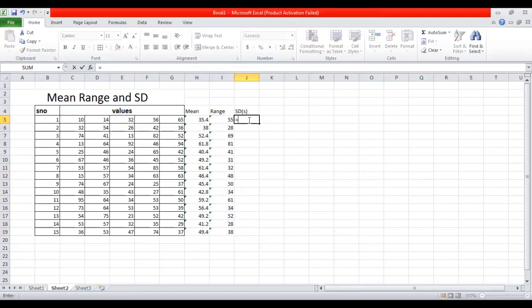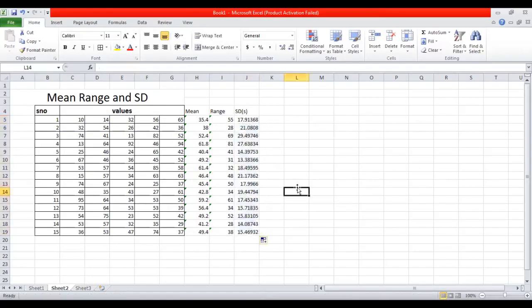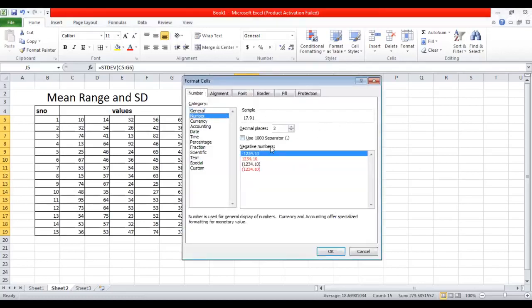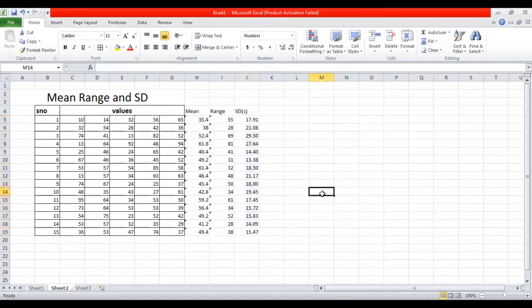Next, in the third column, find out the standard deviations. What is the function we use for standard deviation? STDEV. So standard deviation of these 5 values: select these 5 values, close the bracket, and we get the standard deviation. Now drag it and we get all the standard deviations. I'll round off these values to 4 digits, or 2 digits is also enough. So these are my mean, range, and standard deviation values.